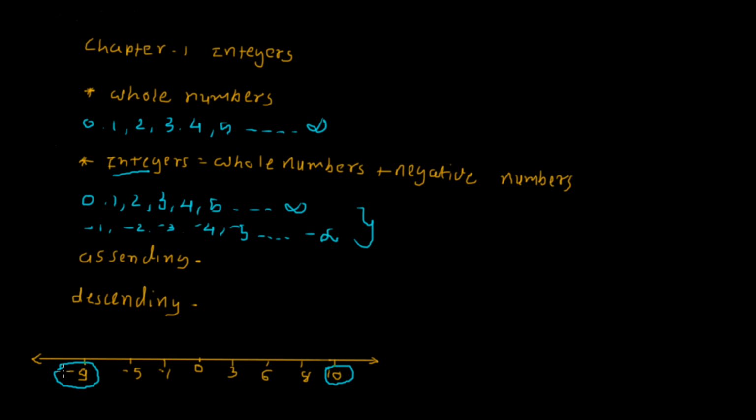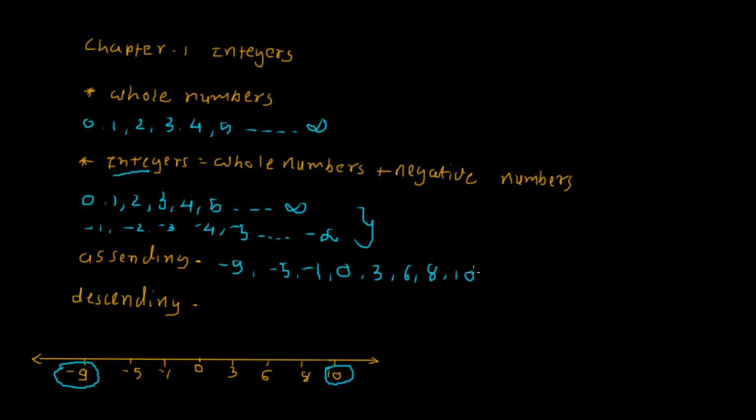Okay, so let's do ascending order first. Okay guys, for ascending order we have to take the lowest value number first, and then we have to increase the numbers. So what we have lowest is -9, then -5, then -1, then we have 0, then 3, then 6, then 8, then 10. So here is the ascending order of the numbers on the number line.